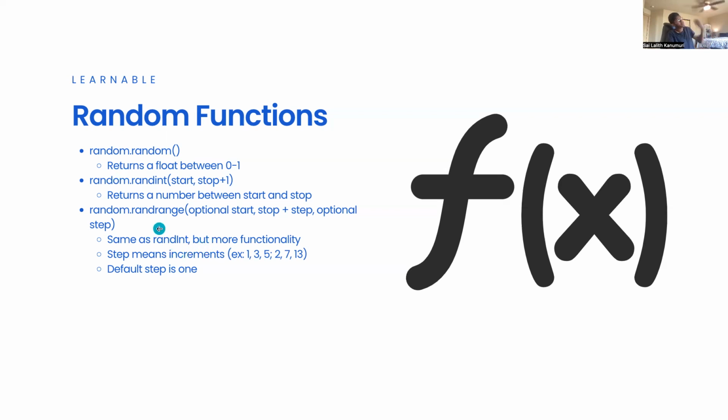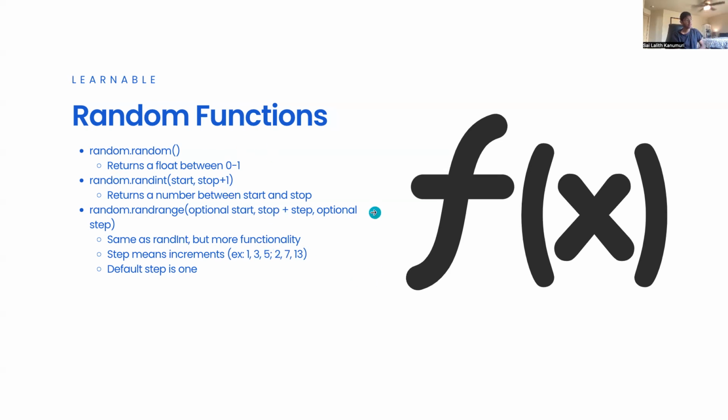And finally, we have random.randrange. You may be wondering, this is kind of complicated. But it's basically the same as randint, with a little bit more functionality. There's an optional start. If you don't include the start, it'll start at 0.